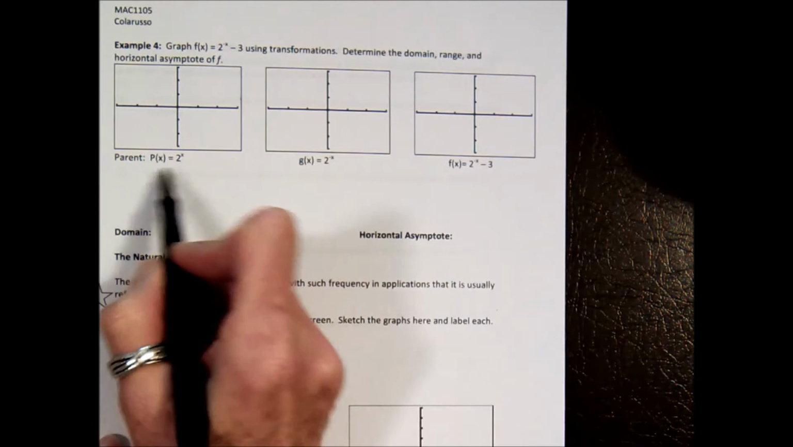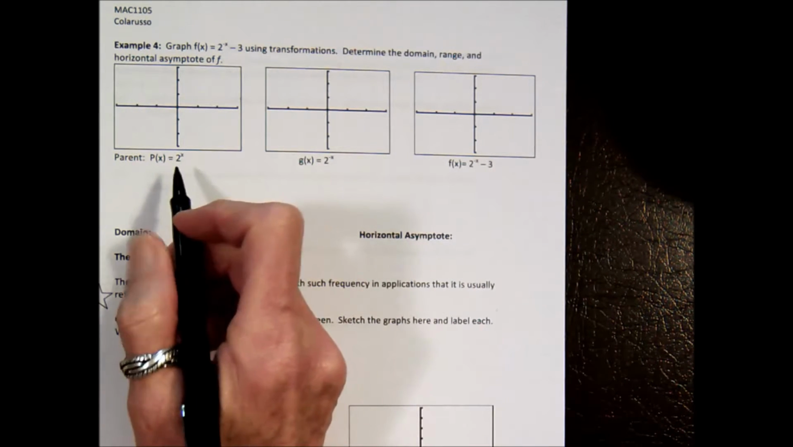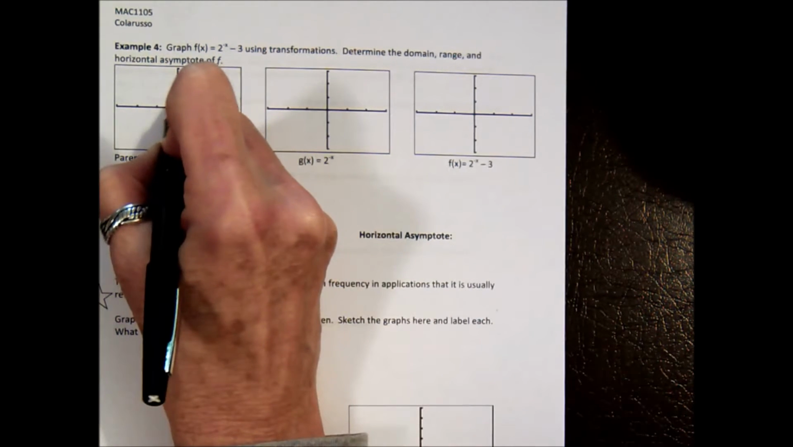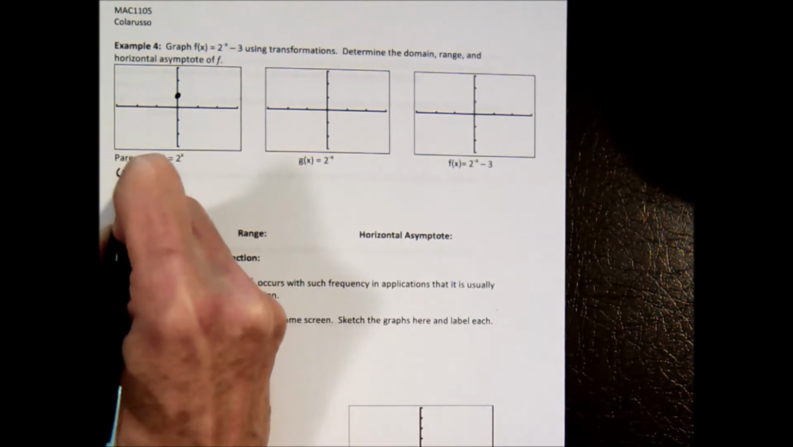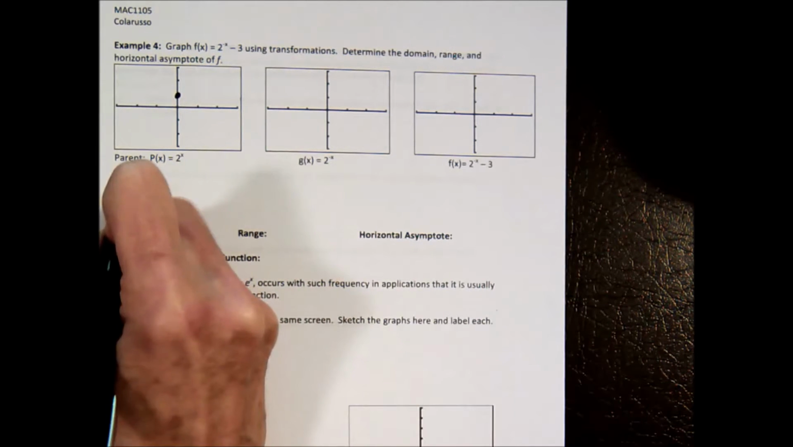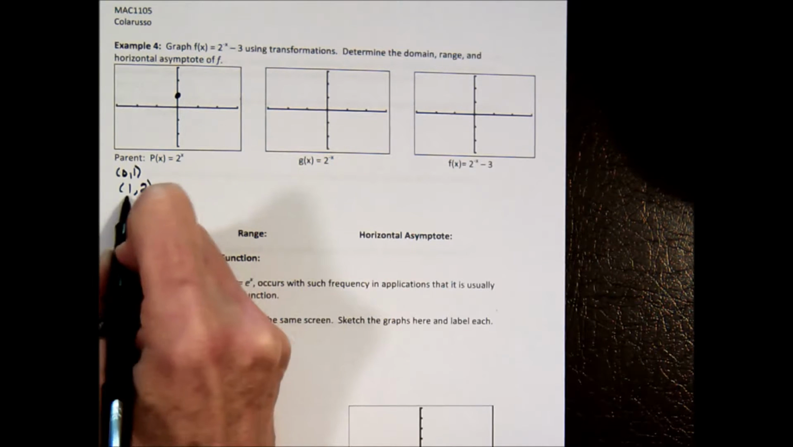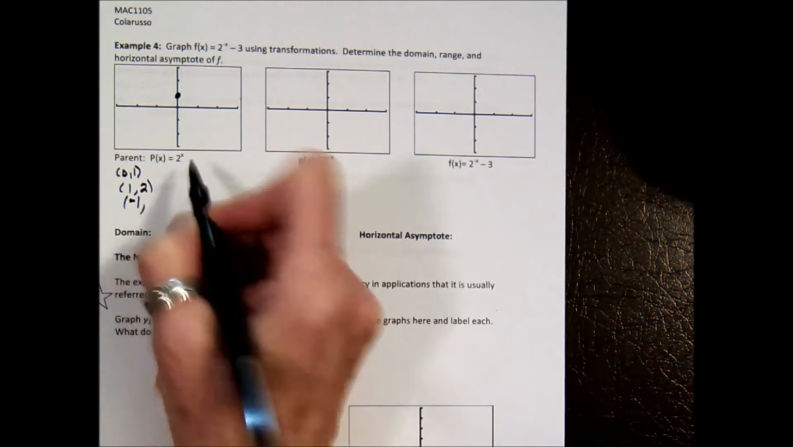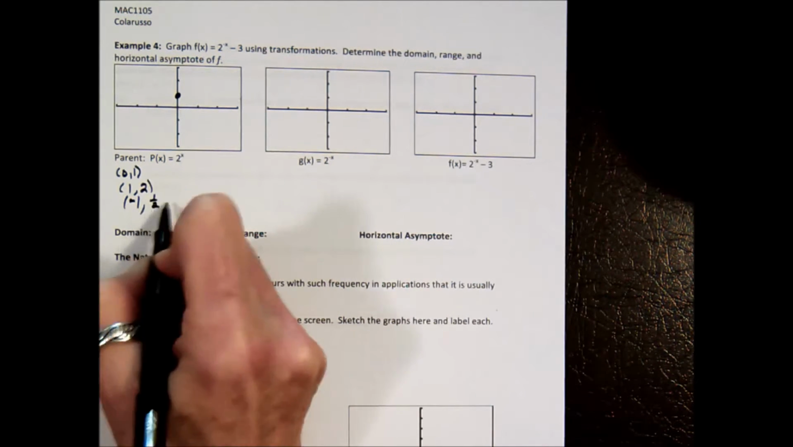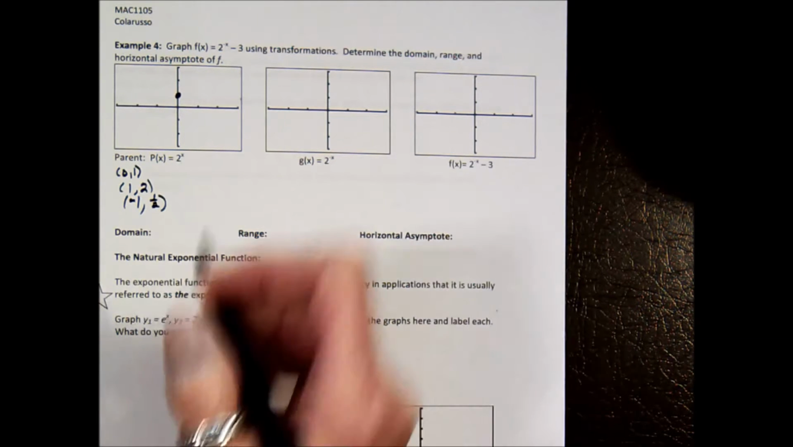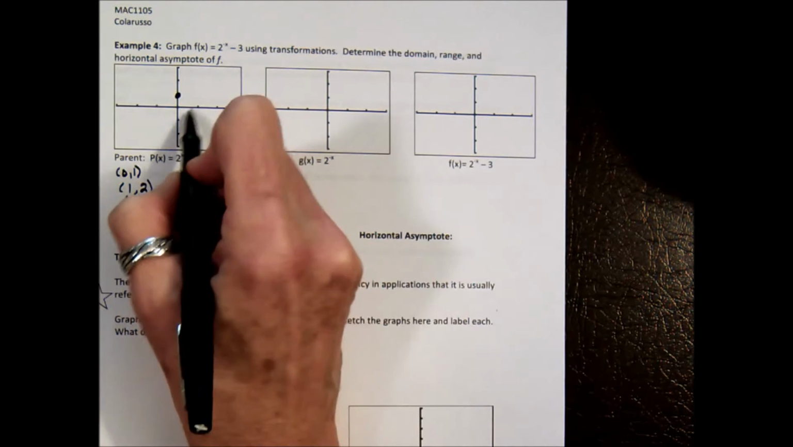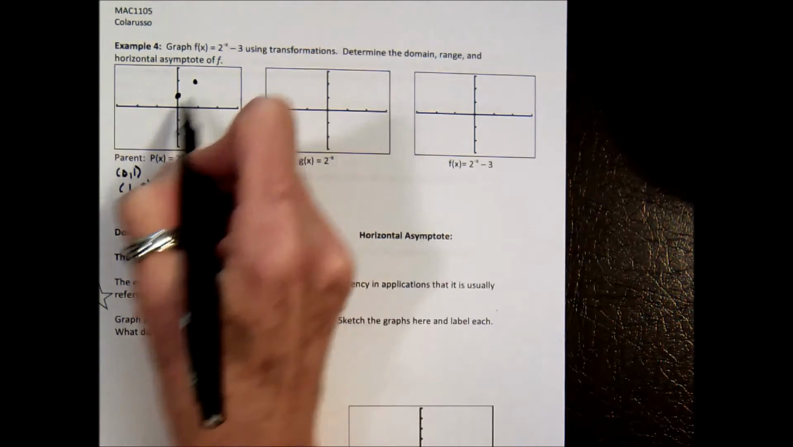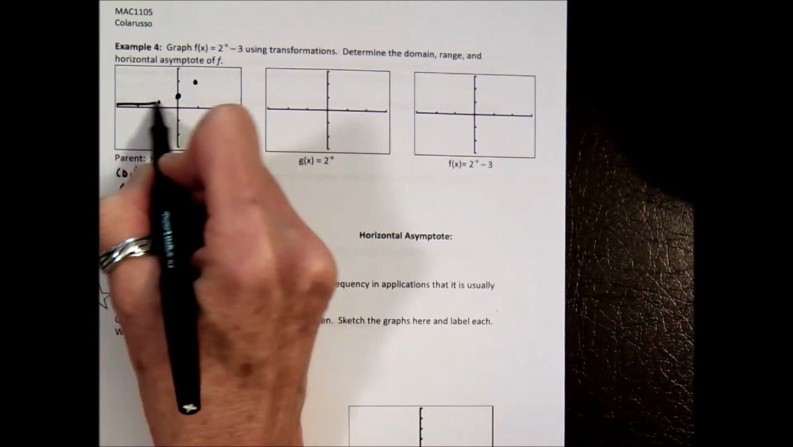So the parent function is 2 to the x. So we need some points. We know it goes through the point 0, 1. It also goes through the point 1, 2 to the 1 would be 2. If x is -1, 2 to the -1, it's 1/2. And we can continue, but that's enough to get us the graph. So it goes through the point 1, 2. It goes through the point -1, 1/2. And so we know that it looks like this, that parent function.